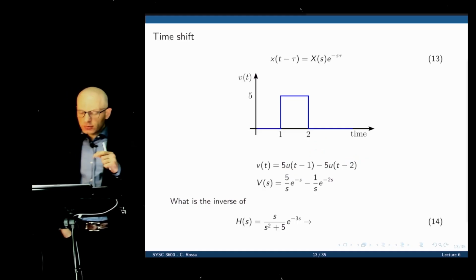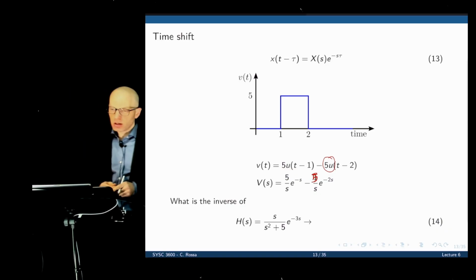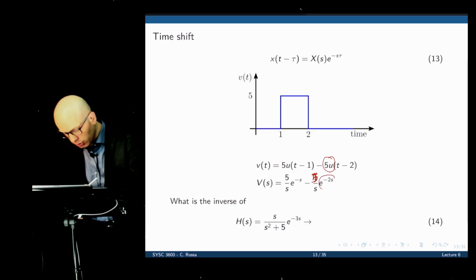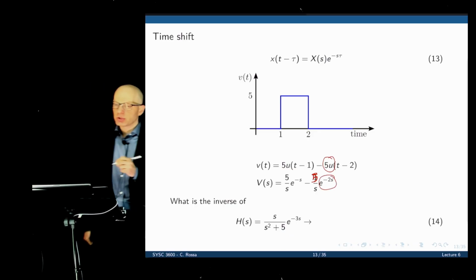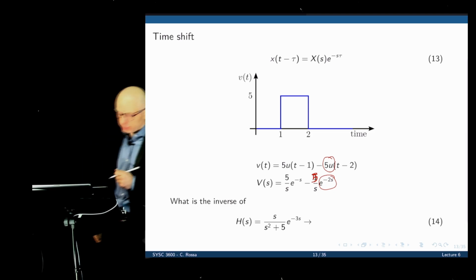It is now a negative step kicking in at 2 seconds. So the Laplace transform of 5 times a step is 5 divided by s. But that only occurs at 2 seconds. Hence this additional element here, exponential of negative 2s, where 2 is the time shift.